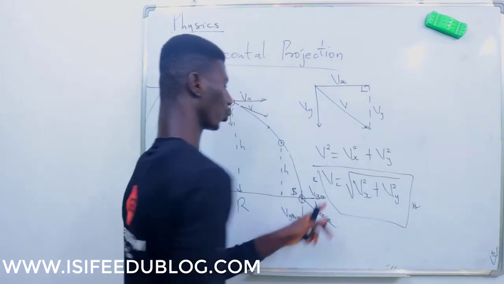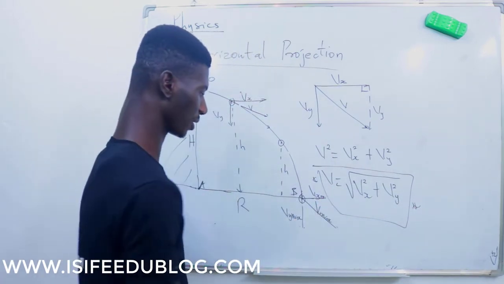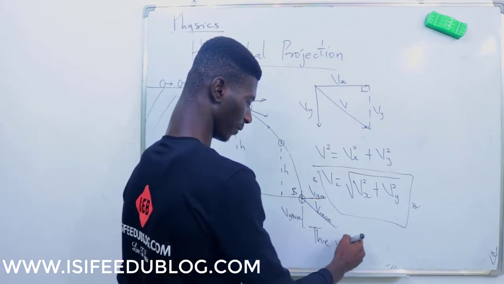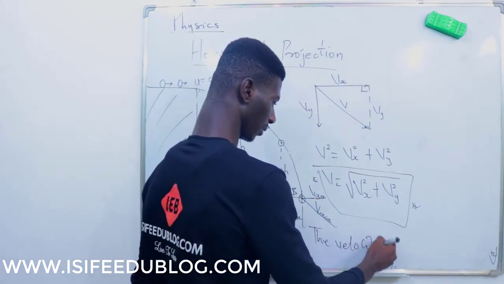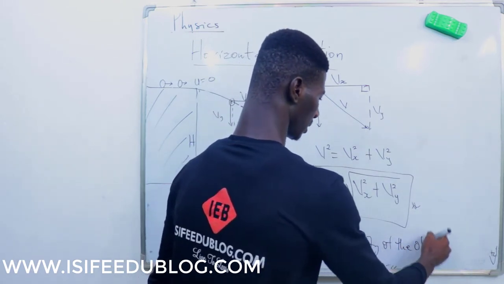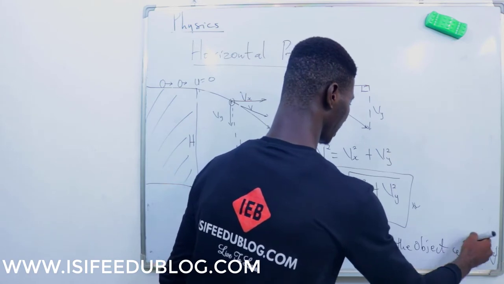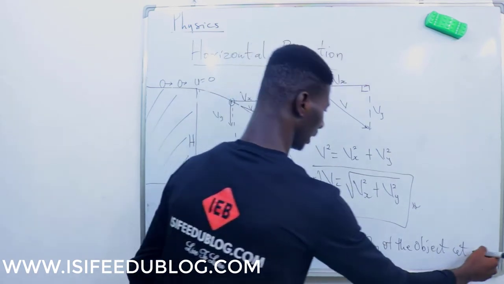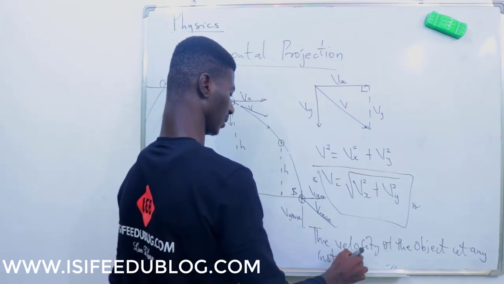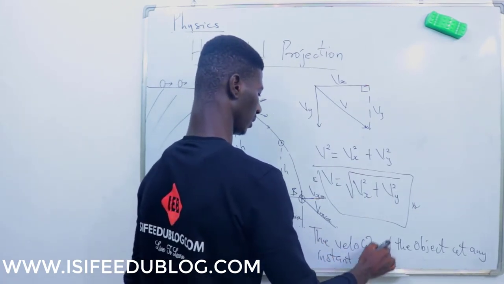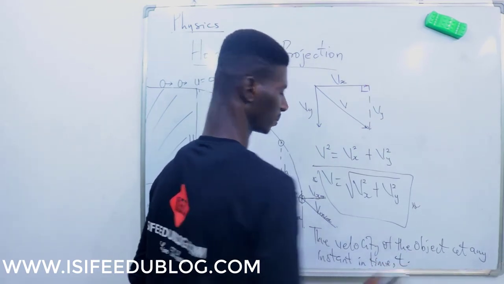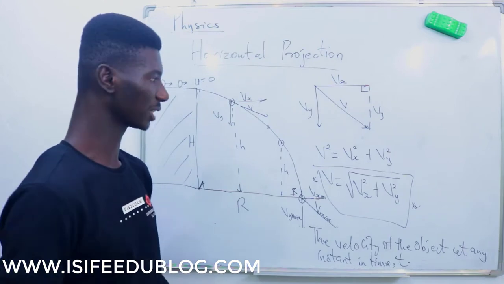Now the question is, what is V called? V is called the velocity of the object at any instant in time t. At any instant in time t. That is V. Have you seen the difference?